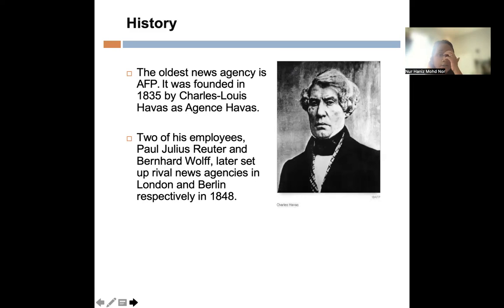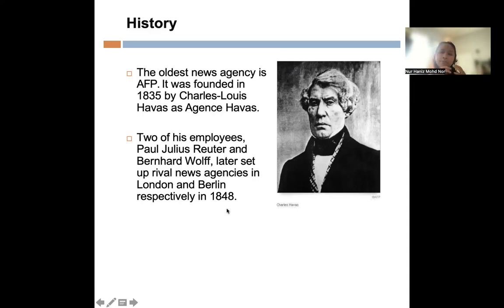So moving on to the introduction of AFP, or Agence France-Presse. It was founded in 1835 by Charles Louis Havas, and two of his employees, Paul Julius Reuter and Bernard Wolff, later set up rival news agencies in London and Berlin respectively in 1848.